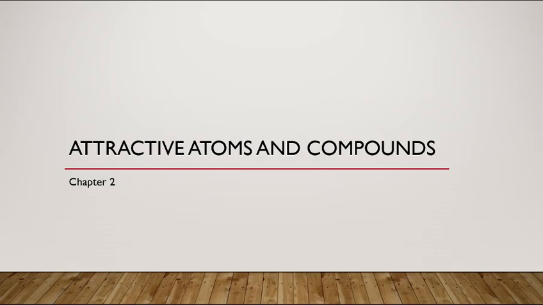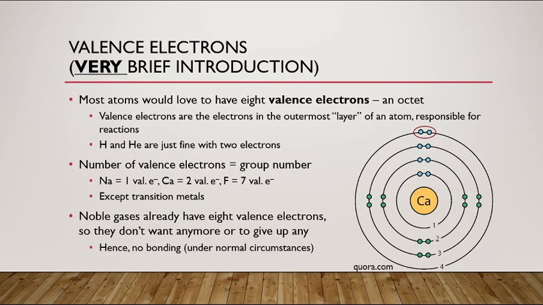This video is going to focus on how these individual atoms come together to create compounds. But before I move on to any of that, I have to give a very brief introduction on these valence electrons. Most atoms, there are some exceptions, would prefer to have 8 electrons in their outermost layer. And again, I'll discuss what these layers are in later chapters.